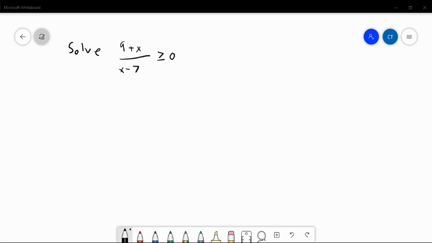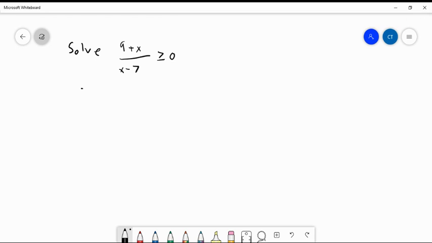Hi, in this video we will solve the nonlinear rational inequality (9 plus x) over (x minus 7) is greater than or equal to 0. The first step is to take the numerator, the top of the fraction, and set it equal to 0. Also, we will take the denominator, the bottom of the fraction, and set that equal to 0. We are now going to solve both of these equations.